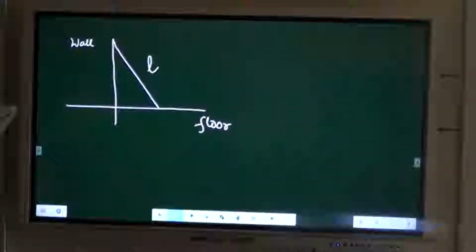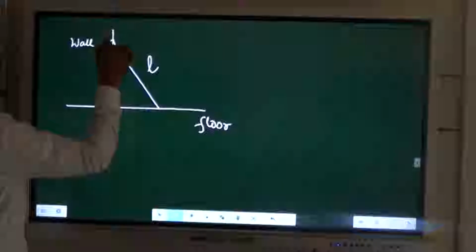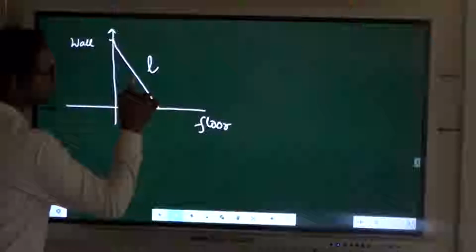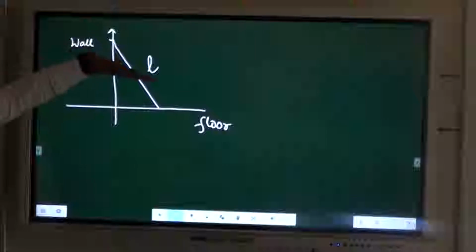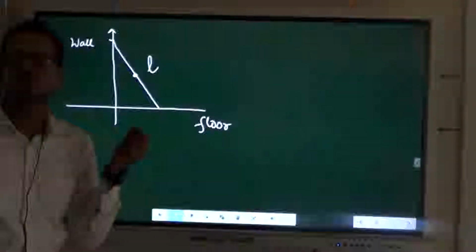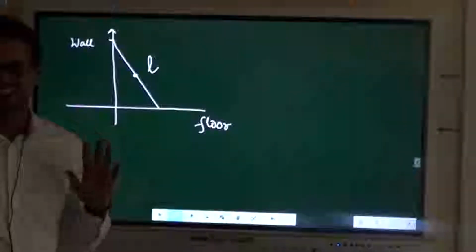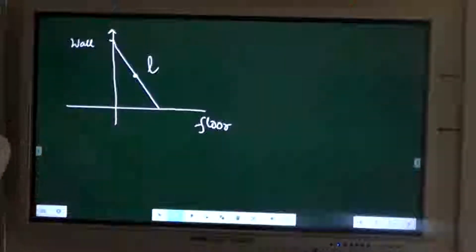If the stick begins to slide on the floor, find the locus of its middle point. So as the stick is falling, I think the middle point is going to trace a path. Yes or no? It is going to trace a path. What is the equation of that path is what I need.